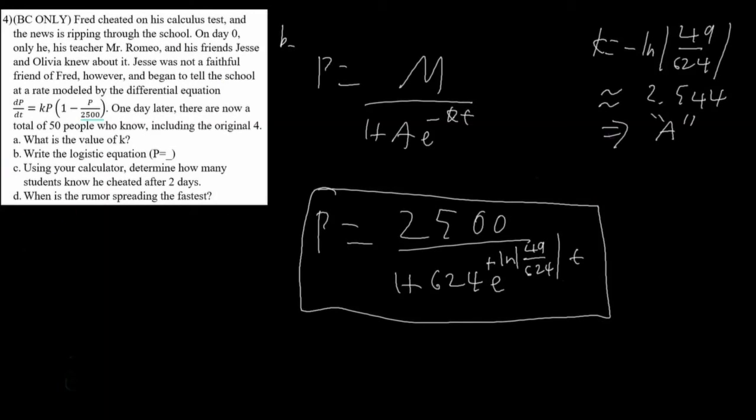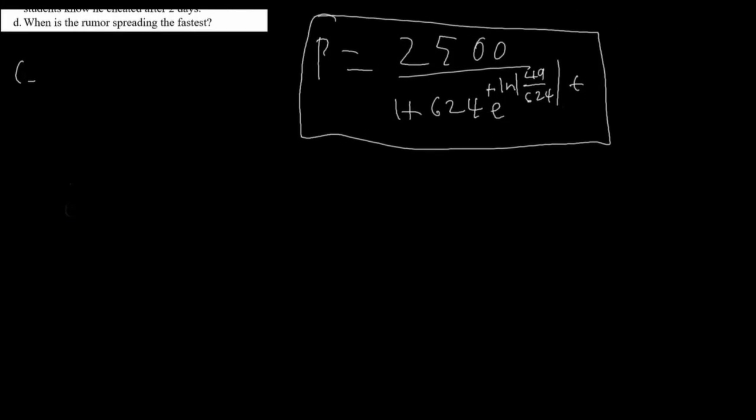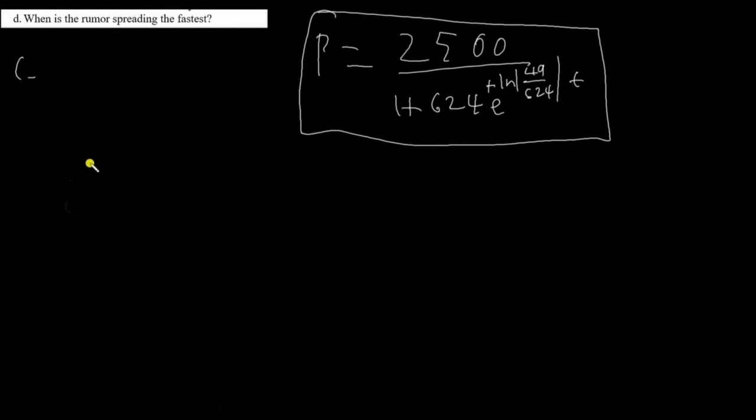Part C. Using your calculator, determine how many students know he cheated after 2 days. So we want to find out how many people know he cheated after 2 days. So I'm going to take this equation, right? Let me take this equation here.